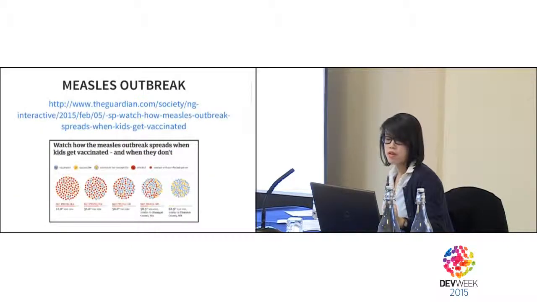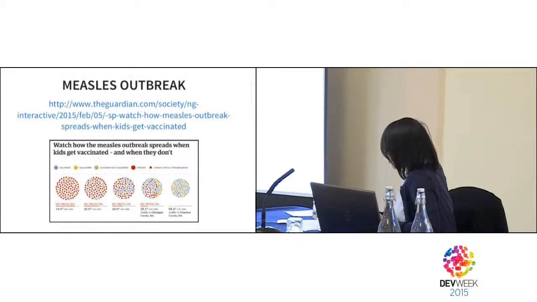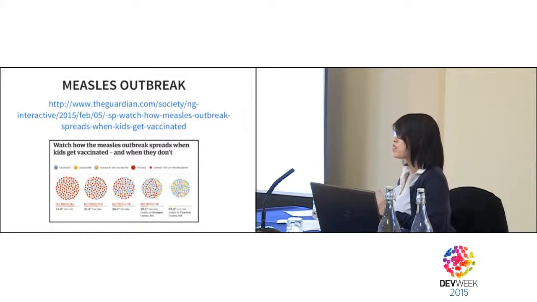Here we have a data visualization from The Guardian. This data visualization looks at how measles could spread in certain populations in the US. I don't know if you guys have heard about it, but in the US there's an anti-vaccine movement. And The Guardian just showed this to show how kind of ridiculous that movement is.